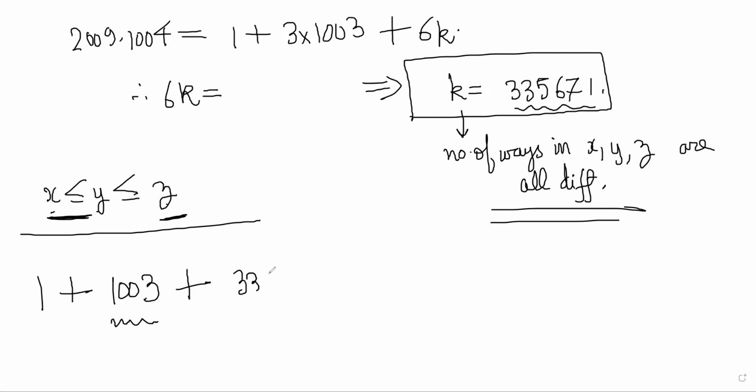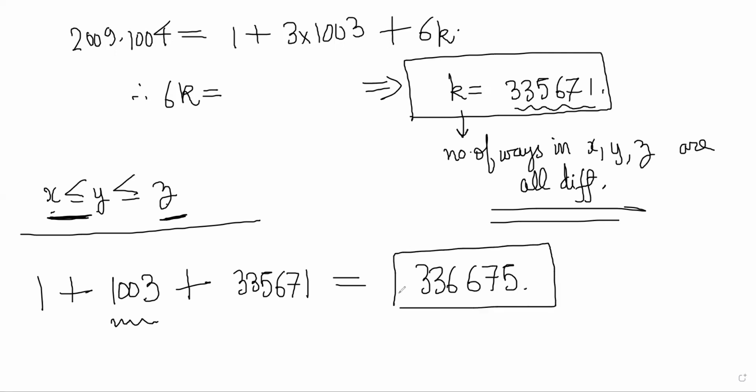So that will be 335671. And that adds up to 336675. That will be your final answer for how many ways in which x is less than or equal to y is less than or equal to z and x plus y plus z should be equal to 2010.